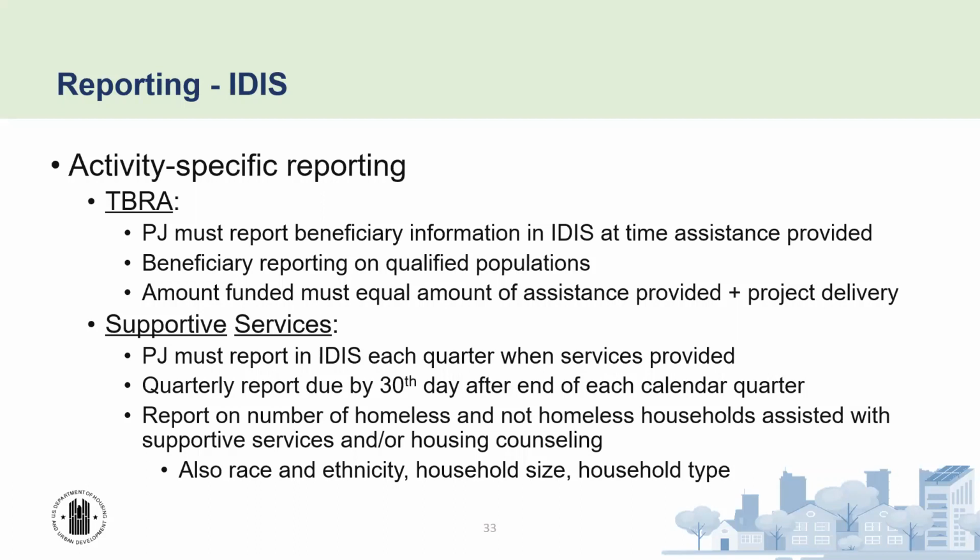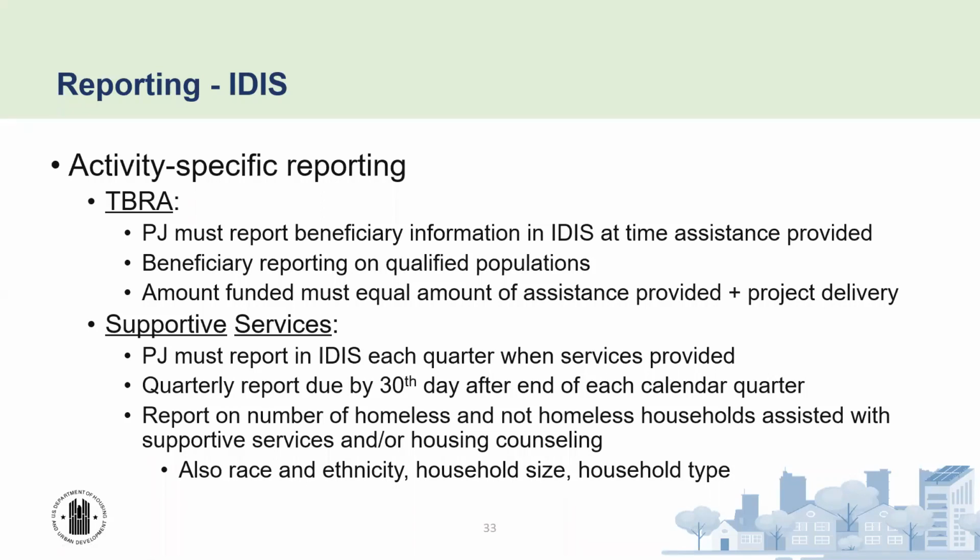One new IDIS enhancement that affects both HOME-ARP TBRA reporting and reporting on TBRA under the regular HOME program is that activity funding for TBRA activities is limited to the amount of assistance provided to the households assisted under the activity. So I'll give you an example. If rental assistance of $1,000 per month for 12 months is contracted to be provided to an eligible household, the PJ's activity funding for that specific activity would be limited to $12,000.